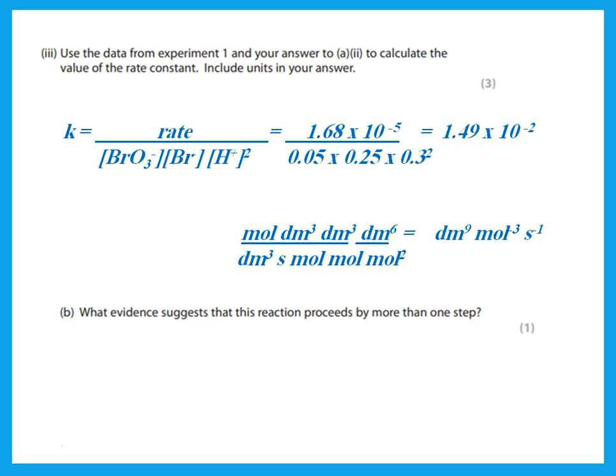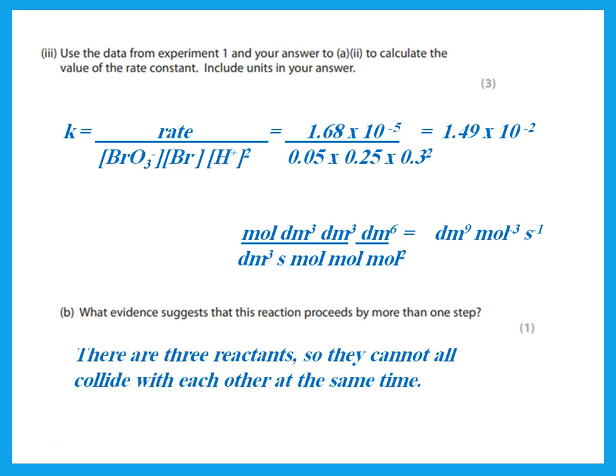Then he says, what evidence suggests that this reaction proceeds by more than one step? Of course, we said there are 3 reactants that all are included in the rate equation, so they cannot all collide with each other at the same time.